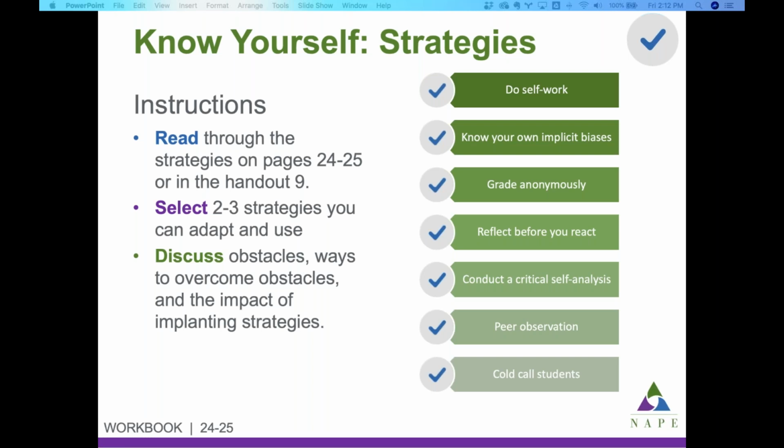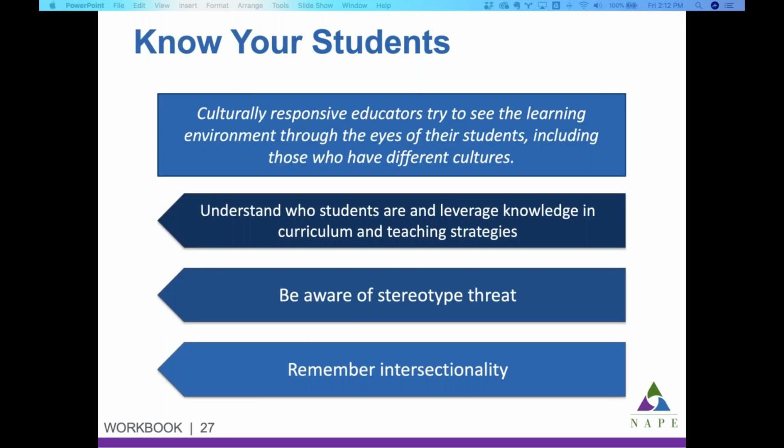So the second thing is the way in which we need to know our students. Culturally responsive educators try to see the learning environment through the eyes of their students, including those who are from different cultures. So what this means is that we have to, as educators, really understand who our students are and leverage their knowledge in our curriculum and teaching strategies. We need to be aware of stereotype threat and keep in mind intersectionality. I'll tell you what those definitions are in just a second.